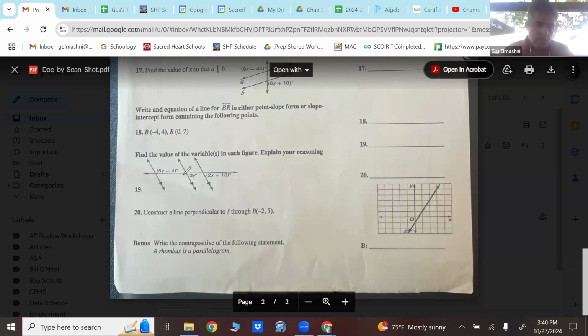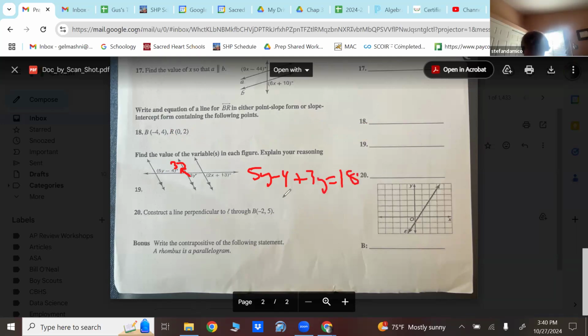So we know that this is 3y. So they're on the same side. So you can actually say 5y minus 4 plus 3y equals 180. How would I solve this? Well, what do you do on the left side? You bring the 3y over. No, actually combine the 5y first.